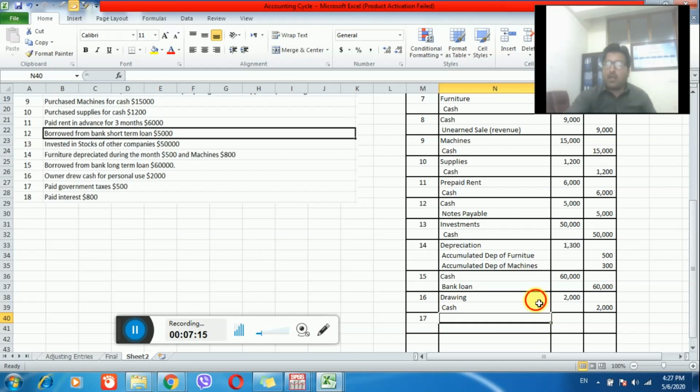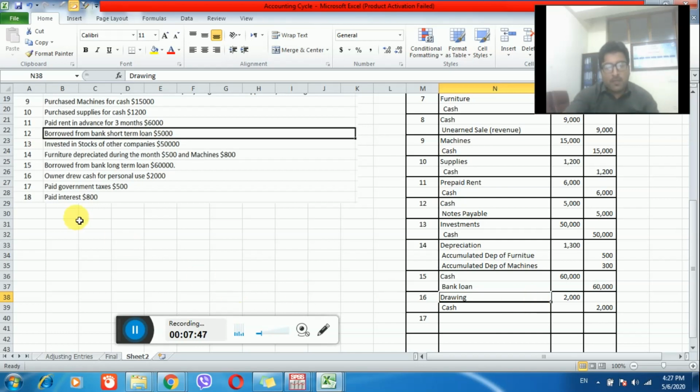Why can we not call the drawing an expense account? Some students are confused. They say, why can we not call drawing an expense account? Because there is a difference between expense and drawing. The nature is not the same. Expenses are incurred in a business for the purpose of generating revenues, but drawing is not generating revenue. When you draw something, that is not helping in the generation of revenue, right? So that is why both are different.